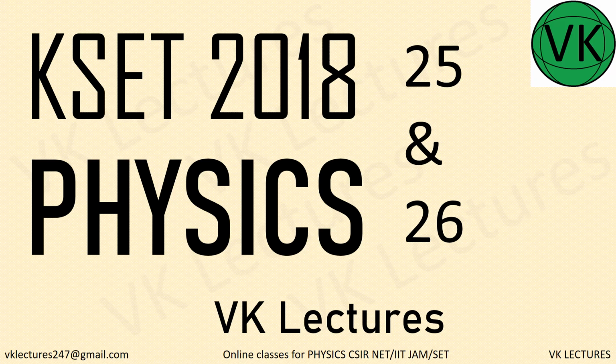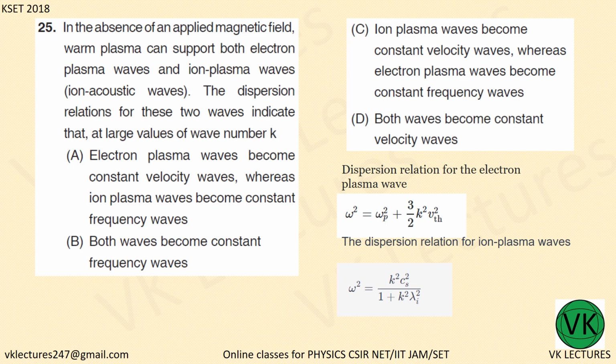In this lecture we are discussing questions 25 and 26 from the CSIR 2018 physics question paper. Question number 25: In the absence of an applied magnetic field, warm plasma can support both electron plasma waves and ion plasma waves. The dispersion relation for these two waves indicates that at large values of wave number k. So what is a large value of wave number k?